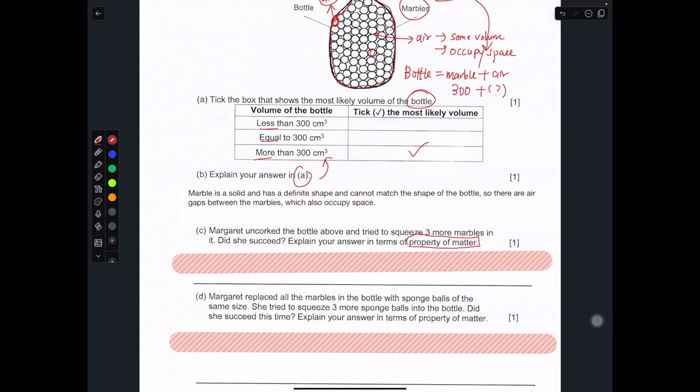Okay, so it is solid, definite shape. It cannot match the shape of a container. So because of that, there will be air gaps between the marble. Because of this air gap, the volume must be more than 300, because the air gaps itself also occupy space. So you can see this part, there are a lot of words that are used that is related to the property of matter.